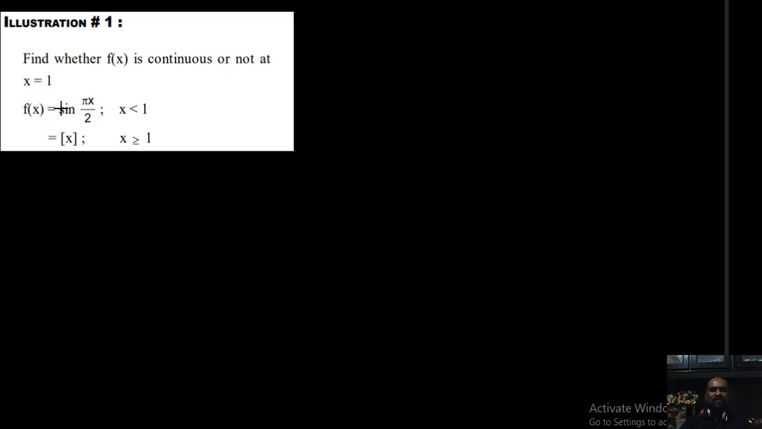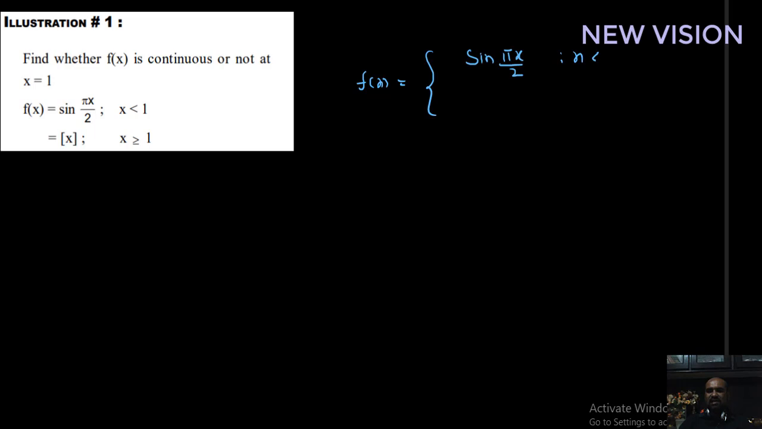Here f of x function is given by using two rules. f of x is given as sin pi x by 2 for x less than 1, and step x for x greater than or equal to 1. Now you want to check whether the function is continuous or not at x equal to 1. What should we do? LHL should be found.